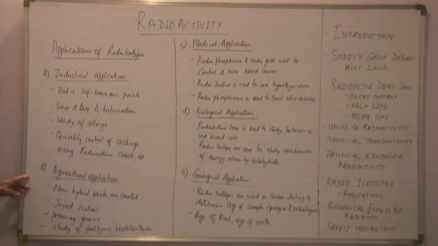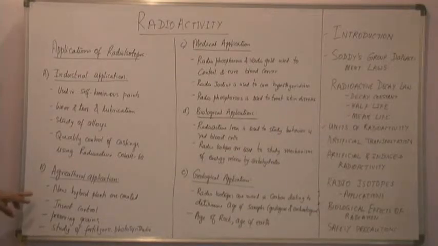When it comes to agricultural applications, radioisotopes are used to create new hybrid plants. They are used for insect control to reduce the population of pests. They are also used for preserving grains so that grains can be used over a period of time without decaying. They are also used to study fertilizers and the process of photosynthesis.